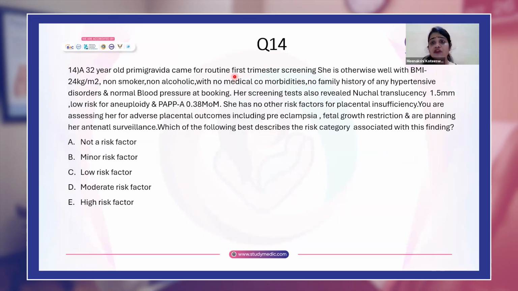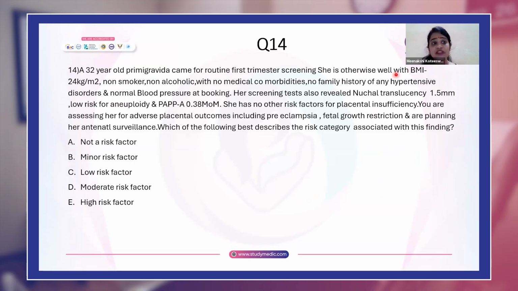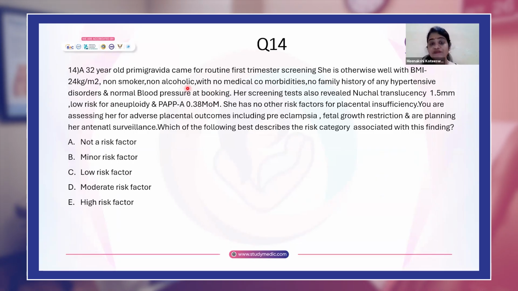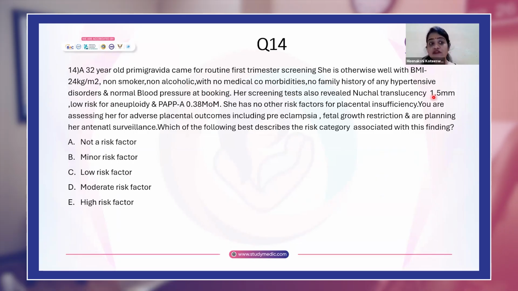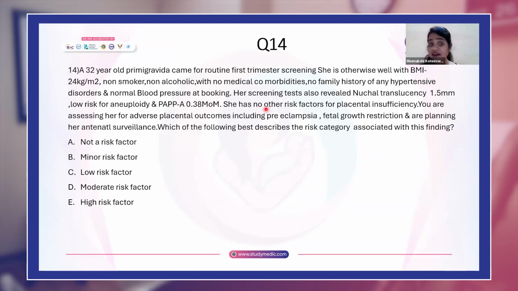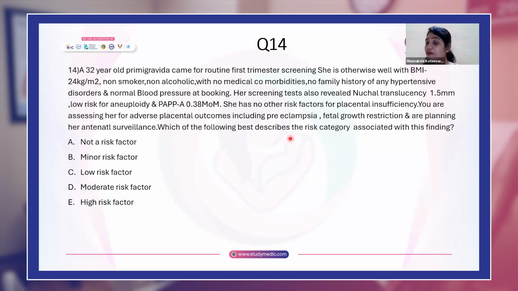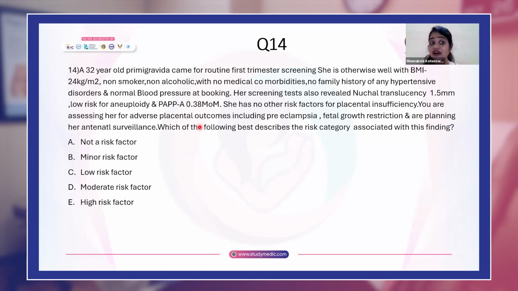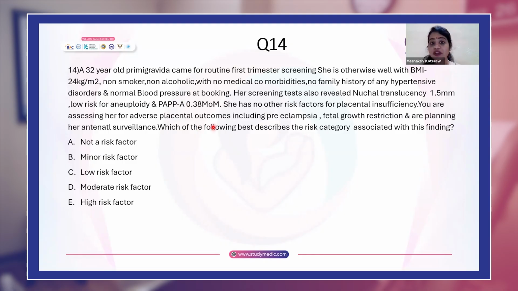A 32-year-old primigravida comes for routine first trimester screening, and she's otherwise well with a BMI of 24, non-smoker, non-alcoholic, no medical comorbidities, and no family history of hypertension, with normal blood pressure. Screening test is normal, showing NT of 1.5 mm and low risk of aneuploidy, with PAPP-A at 0.38 MoM, which means that it is low. She has no other risk factors, and you're planning to assess her for adverse placental outcomes, including preeclampsia and fetal growth restriction, and plan her antenatal surveillance. Which of the following describes the risk category associated with this?